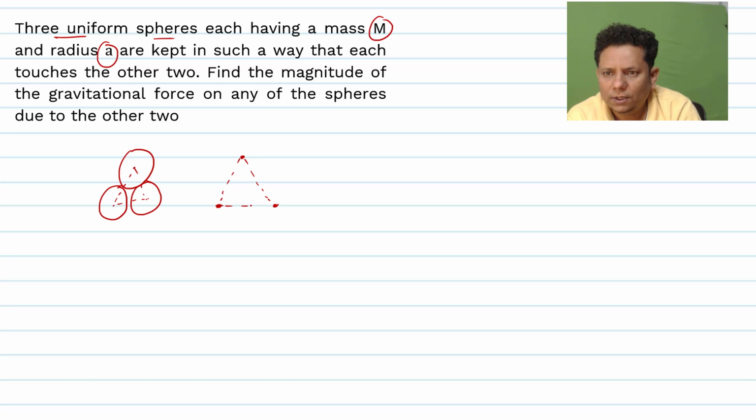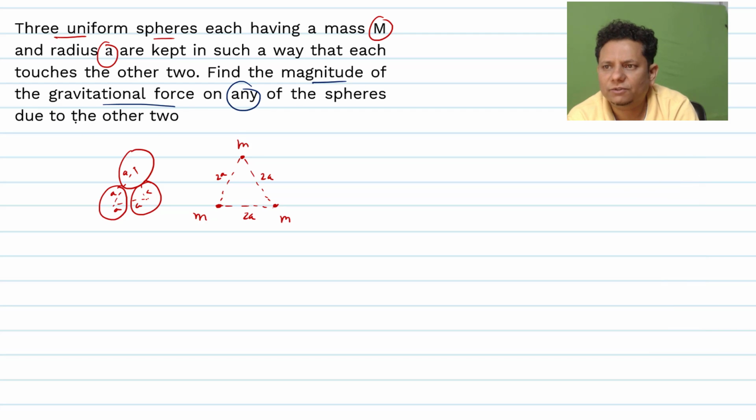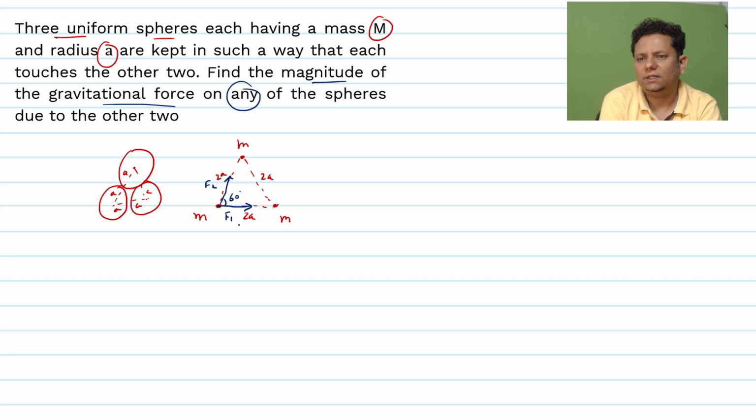So now we can assume that this is mass m, this is mass m, this is mass m, and since this is radius a for all the spheres, the distance between all these spheres will be equal to 2a, 2a and 2a. Now we need to find the magnitude of the gravitational force on any of the spheres due to the other two. Let's say we want to find the force on this particular mass. Due to this mass, it will experience a force in this direction. Let's call this force F1, and it will experience a force in this direction. Let's call this force F2, and the angle between these two will be 60 degrees. So this is F1, this is F2, and this is 60 degrees.